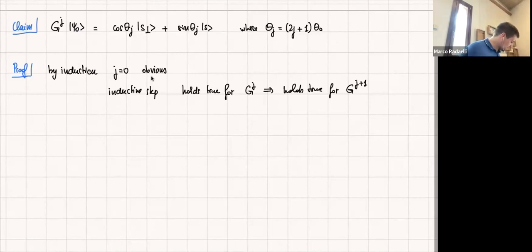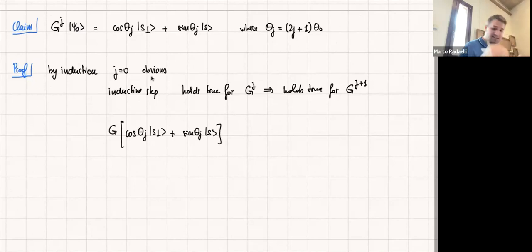Okay, how does this work? Basically by just applying the operator. So I assume to be given the state of this form, cosine of theta j times the orthogonal state plus sine of theta j times s. And then I just apply G. Then, can we set theta naught as 90 divided by 2j plus 1?